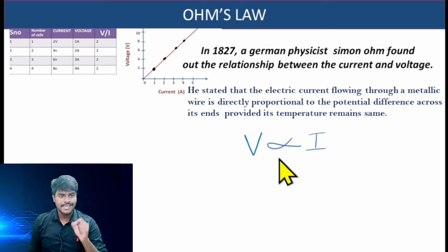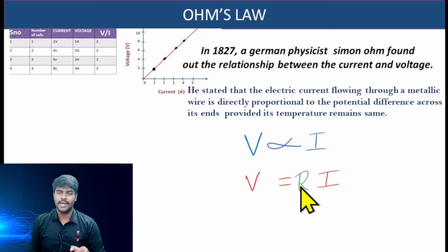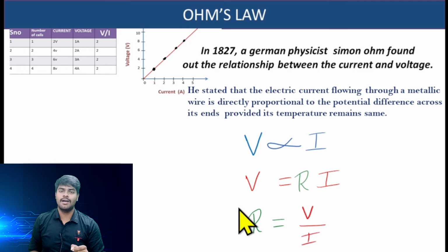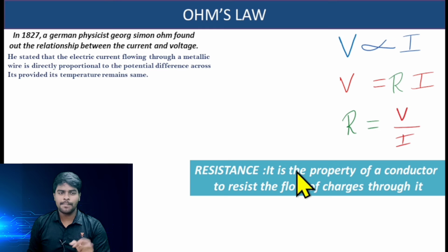Now let's replace this proportionality symbol with an equality by using a constant R. V is equal to R into I. What is the meaning of R actually? Just rearranging the values, R is equal to V by I. What is the meaning of R? R means resistance. It is the property of a conductor to resist the flow of charges passing through it.